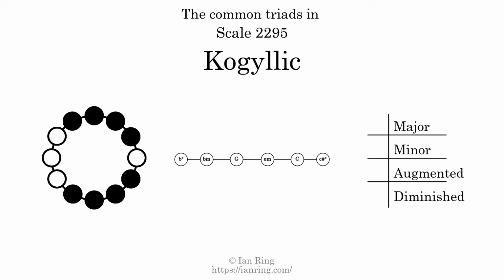The diagram in the center is a graph of parsimonious voice leading between triads. There are 2 major triads. There are 2 minor triads. There are no augmented triads. There are 2 diminished triads. Here is a Hamiltonian path of parsimonious voice leading that uses all the triads.